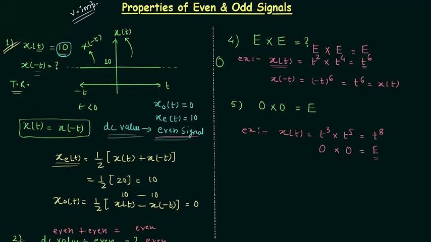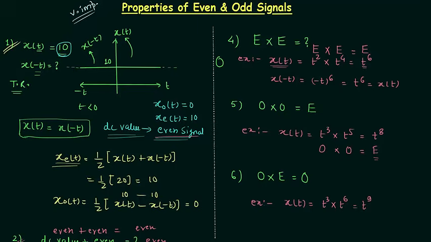In the sixth property, we will multiply an odd signal with an even signal, and let's try to find out the result with the help of this example. Signal x(t) is equal to t raised to power 3, the odd signal, multiplied with t raised to power 6, the even signal, and the result is equal to t raised to power 9. The result has an odd power, so multiplication of an odd and an even signal will give us an odd signal.